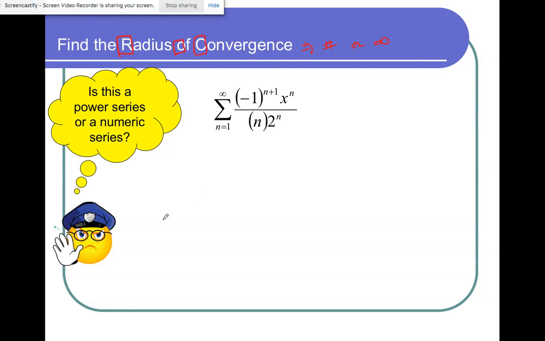So the first thing I want to make sure of, and again, hopefully, if they're asking you for the radius of convergence, it better be a power series. Right? So yes, I see an x, so it is a power series.